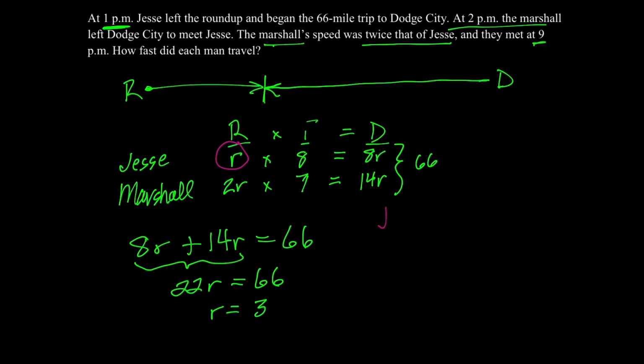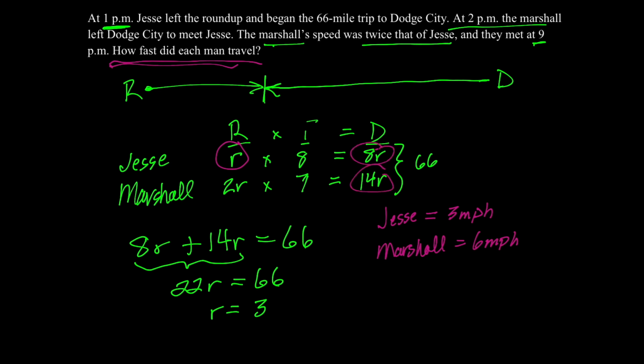I'll switch the colors. So Jesse, because they want each man's rate of travel, well, he was 3 miles per hour, and the marshal was twice as fast, or 6 miles per hour. So that is what was asked for in this problem. Again, I could figure out these two distances, but since I'm not asked for them, I'm not going to figure them out. Why don't you do that to complete your chart, figure out those two distances, and that will help you to understand these distance problems a little bit better.